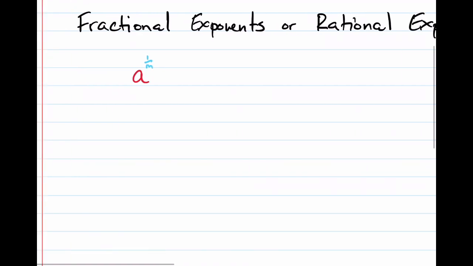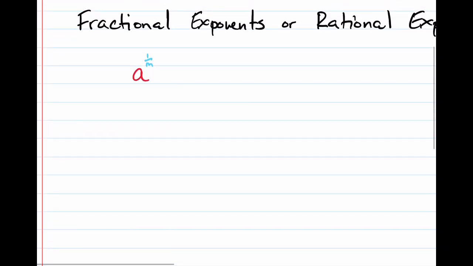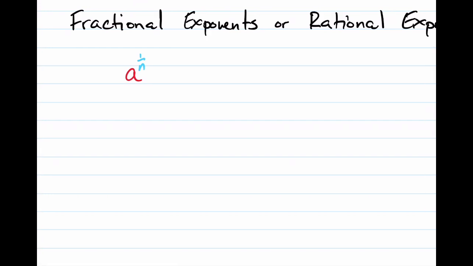So, if you've never seen a fractional exponent before, it's actually pretty easy to work with once you understand what the numerator and the denominator mean in your fraction. Let's look at the example I just wrote: a raised to the power of 1 over n. And actually, I'm going to change that m to an n. All this says is a raised to the power of 1 over n is a positive nth root of a.